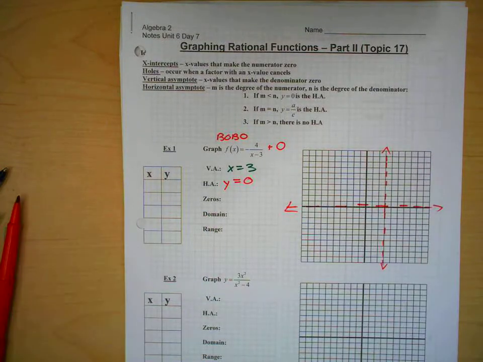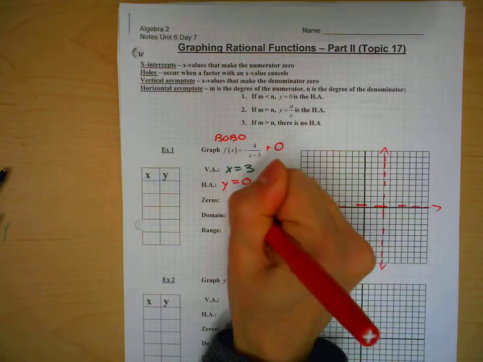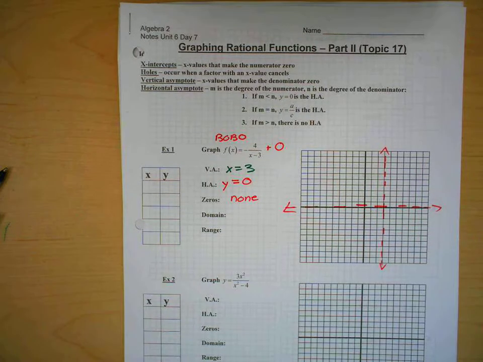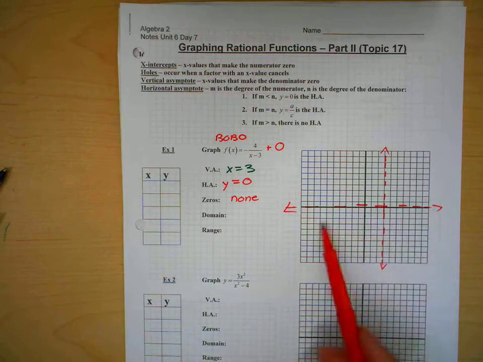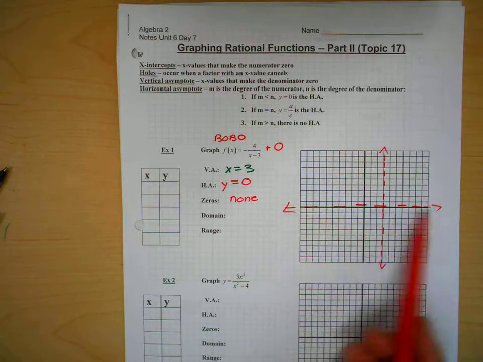All right, if my zeros are what makes the numerator 0, what if my numerator is 4? Can my numerator ever be 0 if it's 4? If I set 4 equal to 0, can I solve for anything? So what does that mean for my zero? Am I going to have a zero? No, right? There's going to be no zero. So there is none. It's not going to cross the x-axis anywhere. That means it's not going to cross the horizontal asymptote, because my horizontal asymptote is on the x-axis.